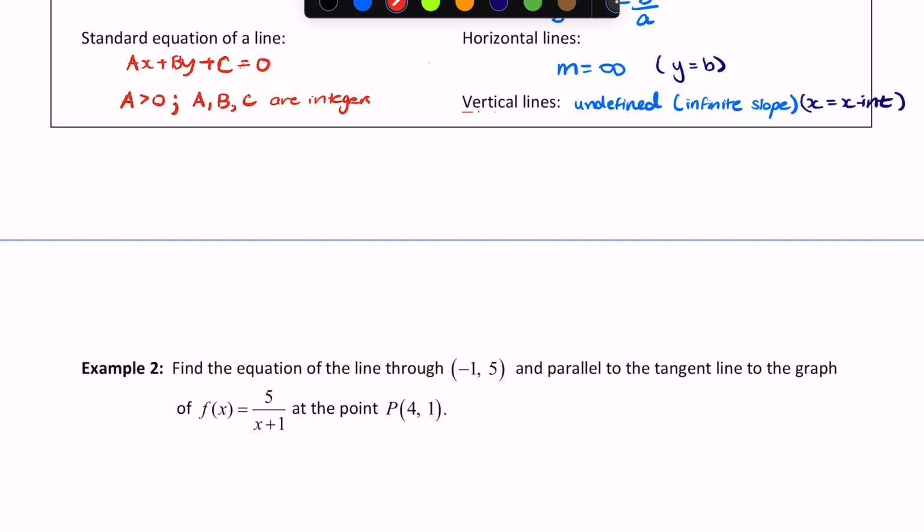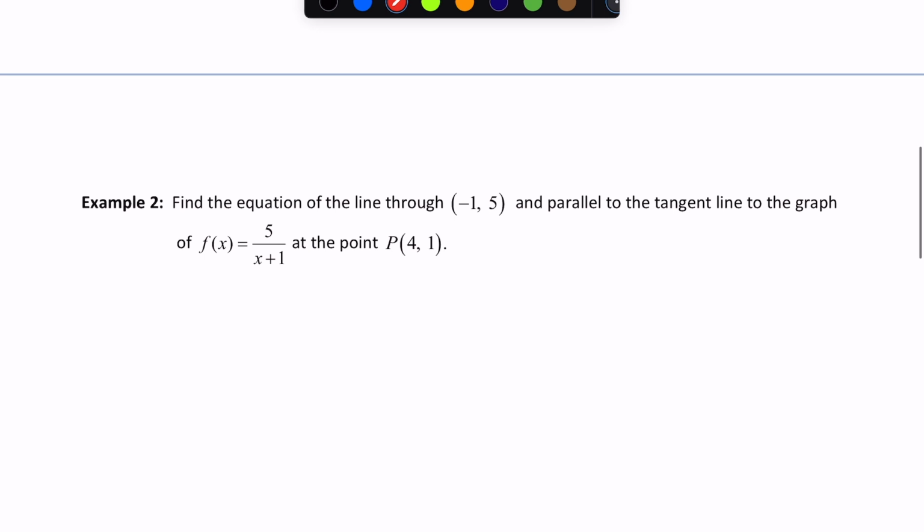So here, let's look at example number 2. It says, find the equation of the line through (-1, 5) parallel to the tangent line to the graph of f of x is equal to 5 over x plus 1 at the point P (4, 1). So again, it says parallel to the tangent line. So what we can infer here is that the slopes are equal. And what we want to do is find the slope of the tangent line first.